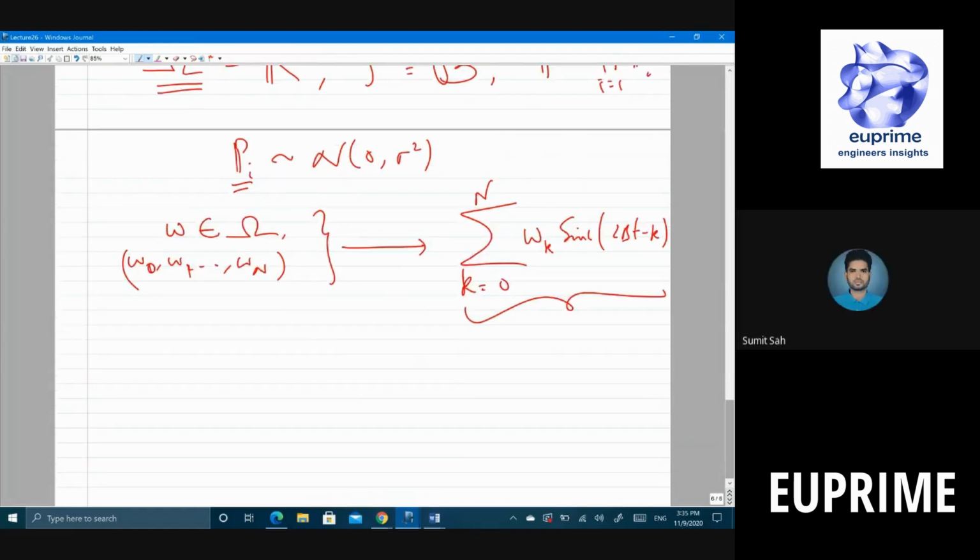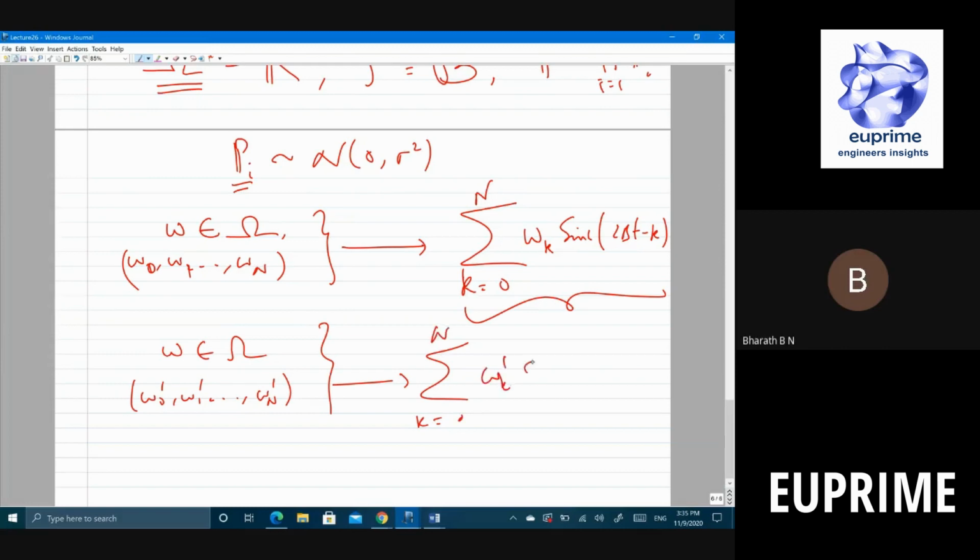Again, I can sample omega from omega and get, let's say, omega naught dash, omega one dash, and so on, omega n dash. This will give me another process, the sum over k equal to 0 to n of omega k dash sinc and so on. So actually, I can write this process as X of omega, t. The moment you sample from omega, I get a function. I can think of it like that. Do you agree?